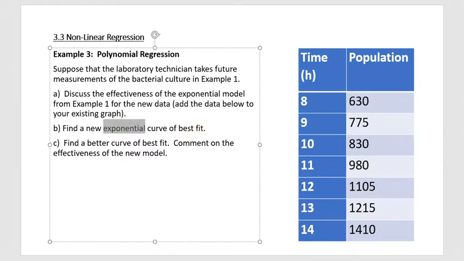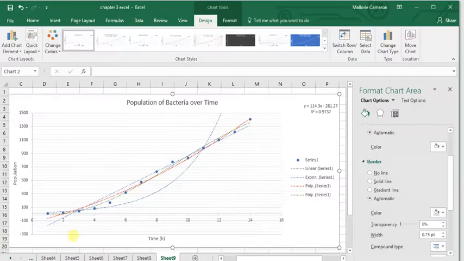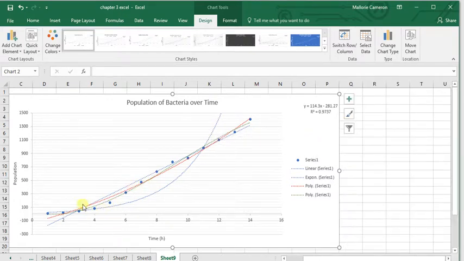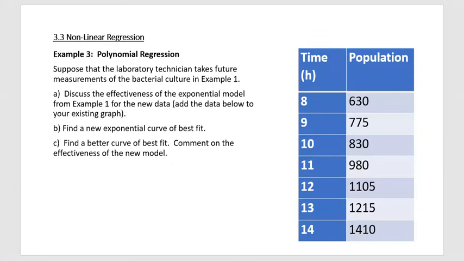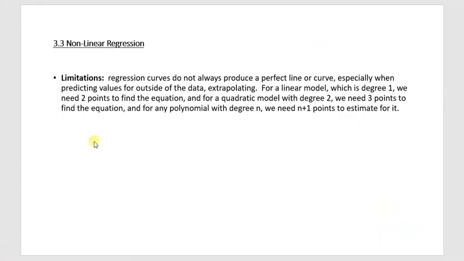So we know now that the exponential curve is no longer a really good curve of best fit. I don't think that it's effective for this new model. Instead, I think that the initial line was quite effective. So let's talk about limitations. Regression curves do not always produce a perfect line or curve, and we saw that, right? Our points are going to be a little bit off, and we may have to apply different regression models in order to find the one that best suits the data.